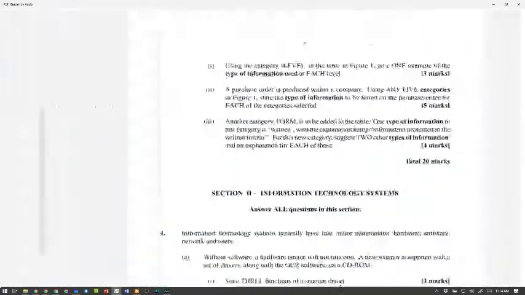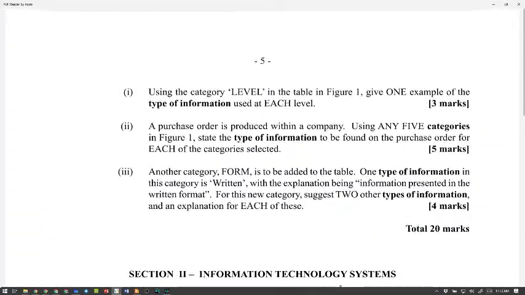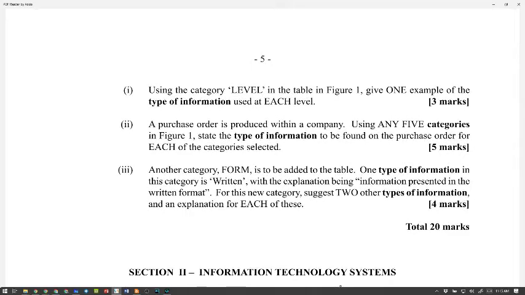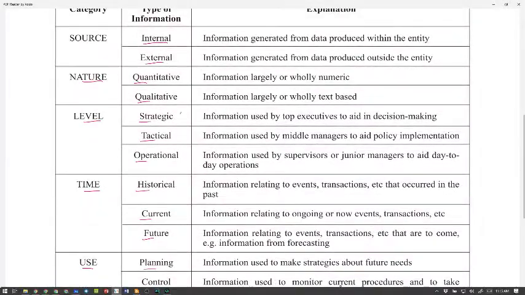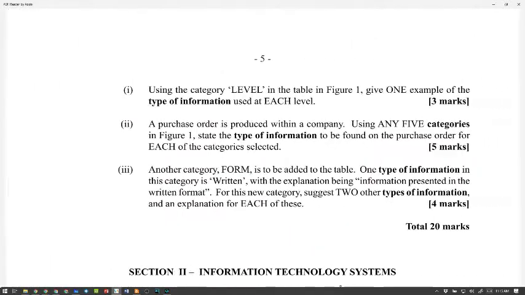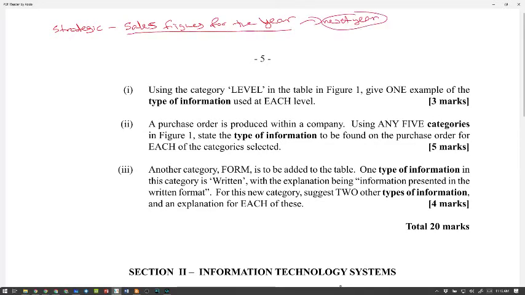And now they're going to ask us questions. Using the category level in figure 1, give one example of the type of information used at each level, as types: strategic, tactical, and operational. So let's go with strategic. Strategic information would be your sales figures for the year, because you could take this information and determine what you're going to do next year. So that's the concept when you think of strategic.